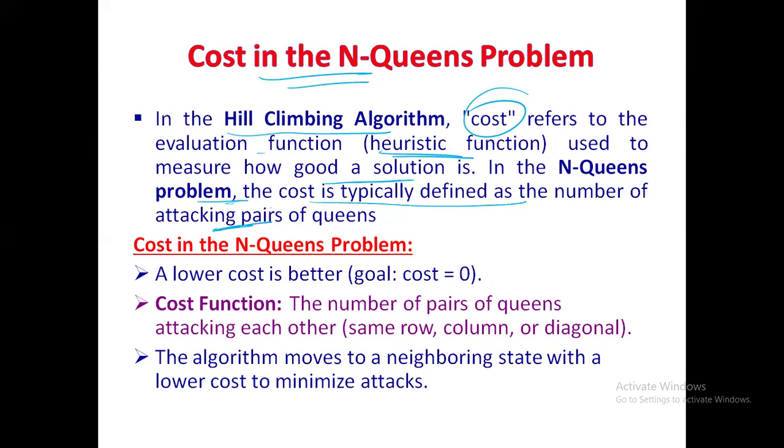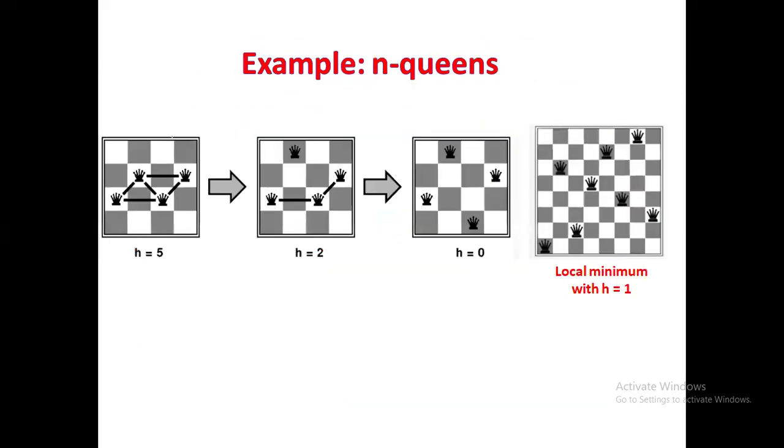In the N-Queens problem, the cost is typically defined as the number of attacking pairs of queens. A lower cost is better, that is, the cost should be equal to 0. The cost function is the number of pairs of queens attacking each other, row wise, column wise, or diagonally. The algorithm moves to a neighboring state with a lower cost, to minimum attacks. We'll see one example problem.